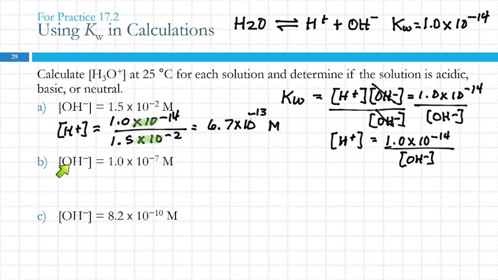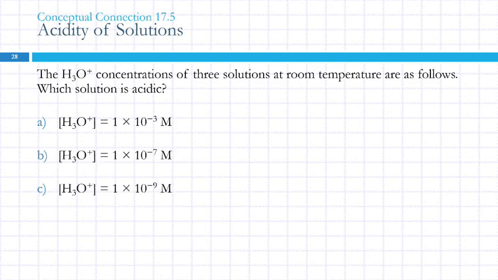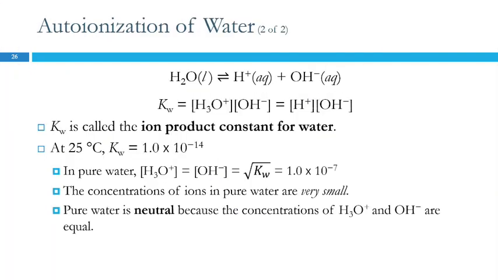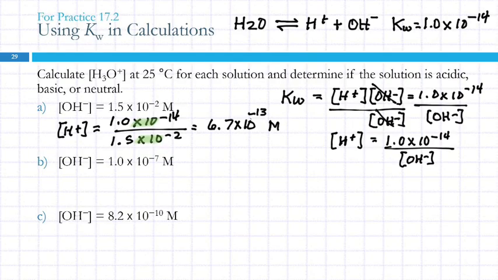This one, the hydroxide ion concentration is 1 times 10 to the minus 7. Now, we could do a calculation here. But back here, we learned that in pure water, these concentrations are equal, and they are equal to 10 to the minus 7. So do we have to do a calculation there? No, we don't.